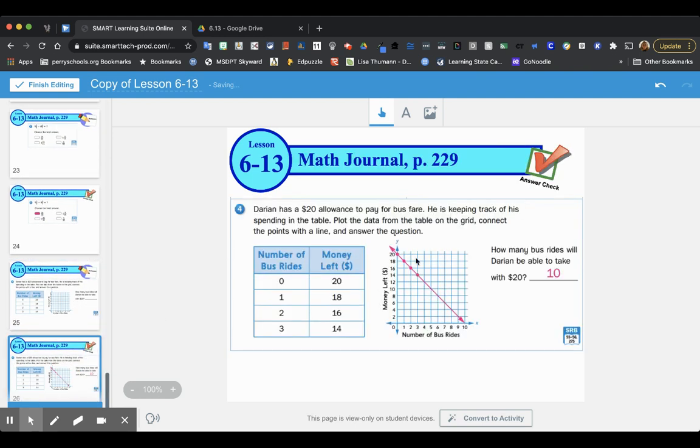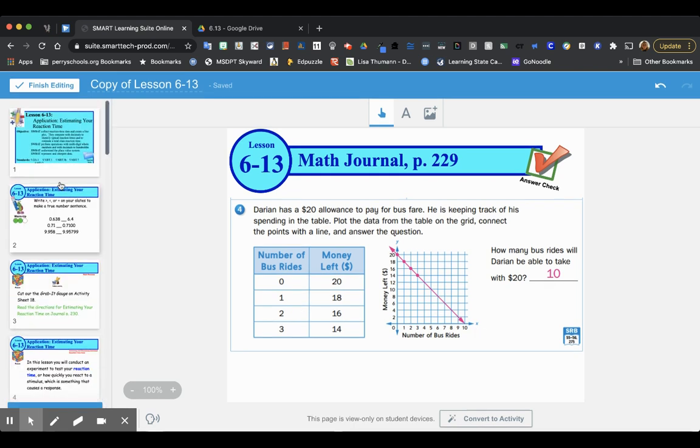Darian, you can see the line plot decreases and goes down because the more rides, the less money he has. And we can see that Darian will be able to take 10 rides with $20. Because every ride is worth 2 if you continued that graph.